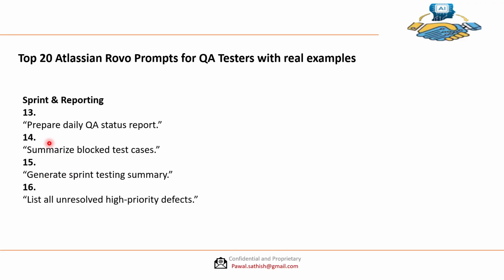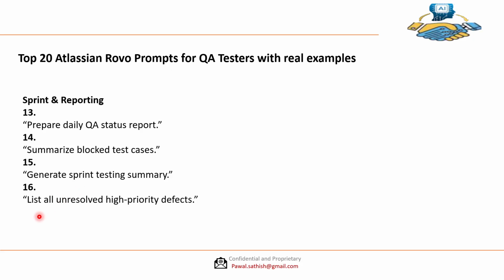Next, if you want to use Rovo in sprint activity, then we'll give a prompt like prepare daily QA status report. It will give the QA status report. That's sprint activity. And if you want to summarize blocked test cases, there are a lot of test cases and you're not able to understand them, you have less time, we'll give the prompt: summarize blocked test cases. It will give the output. Then generate sprint testing summary, and it will give the testing summary.